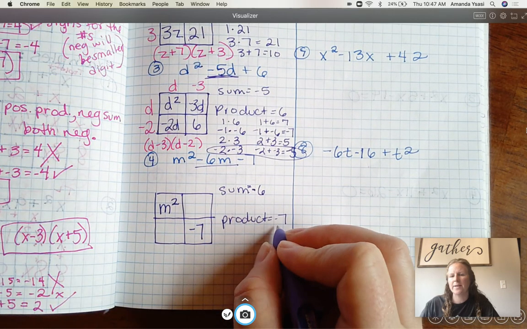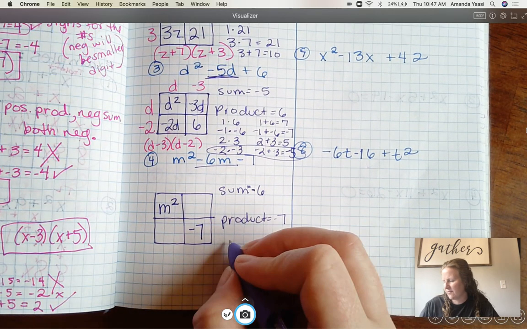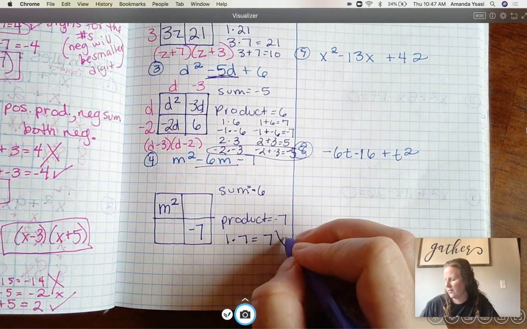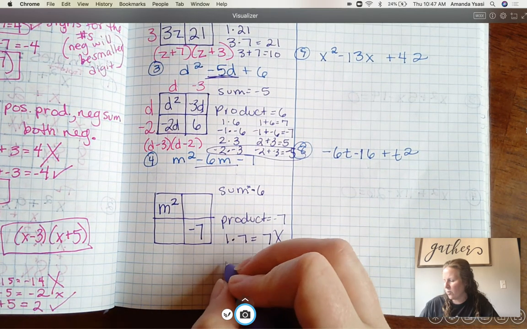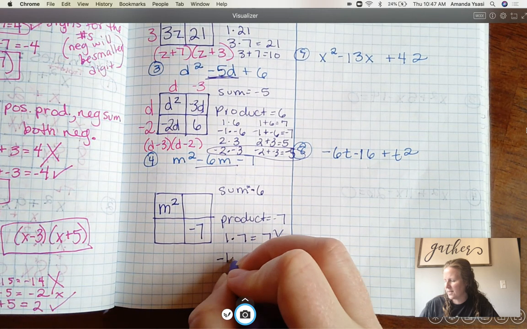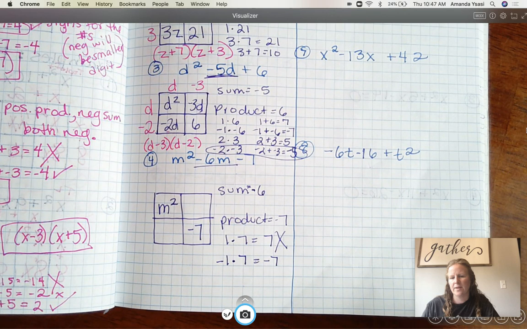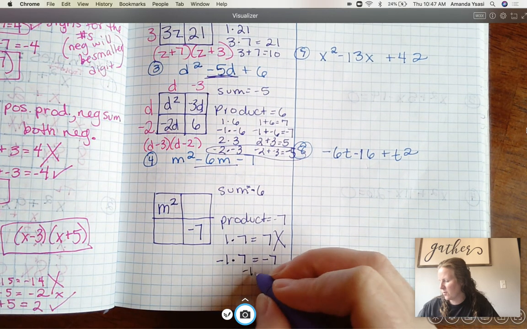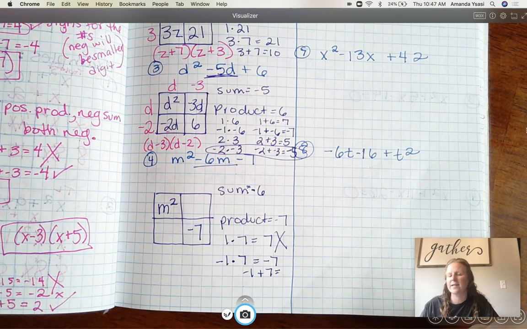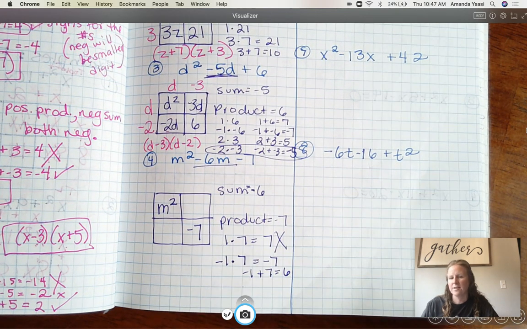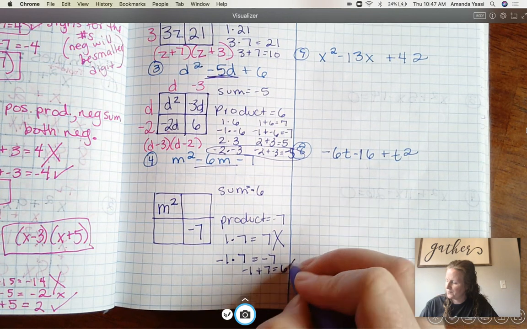Well, the only way to get a product of negative 7 would be 1 times 7. But one of them has to be negative because this is a negative 7. Because if I just do 1 times 7, I get positive 7. So that's not even right. I need to make one of them negative. So negative 1 times positive 7 gets negative 7. But if I add those, negative 1 plus 7, I take the sign of the larger number and I subtract them. So that's positive 6, which isn't right either.